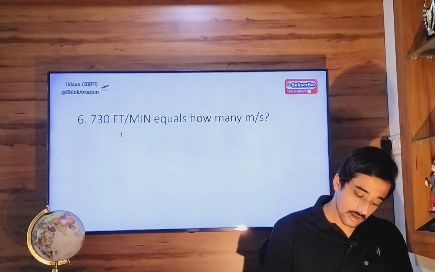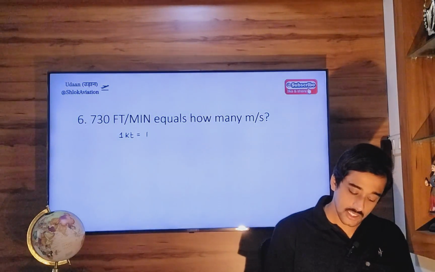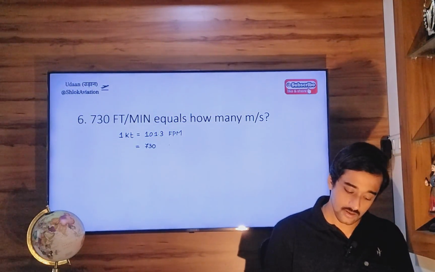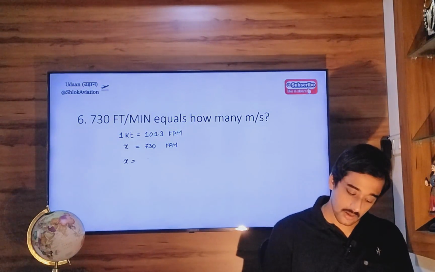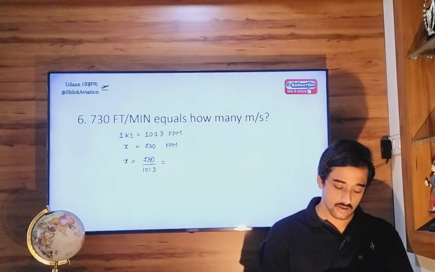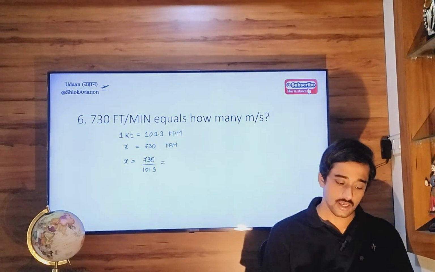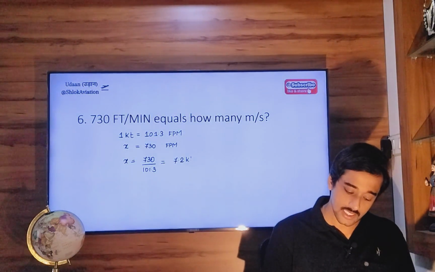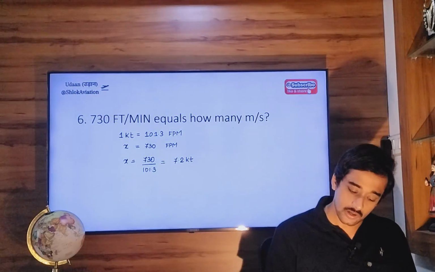Next, 730 feet per minute equals how many meters per second? So 1 knot equals 101.3 feet per minute. So 730 feet per minute will be equal to how many knots? Cross multiply: 730 divided by 101.3 is 7.2 knots.